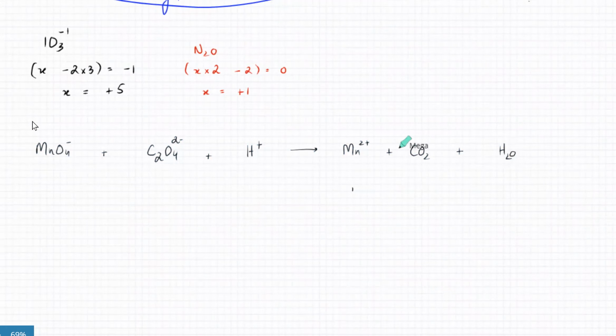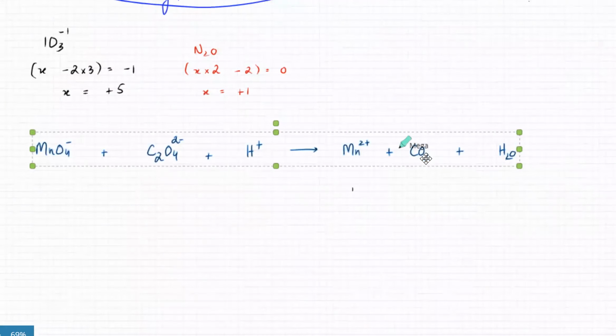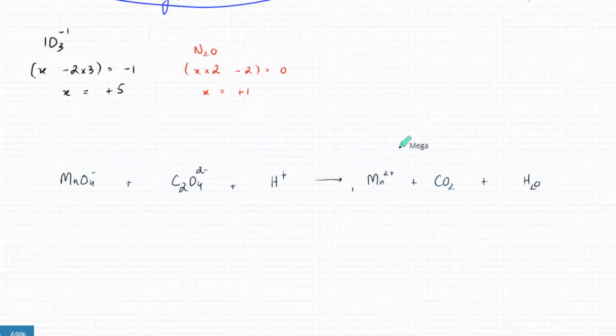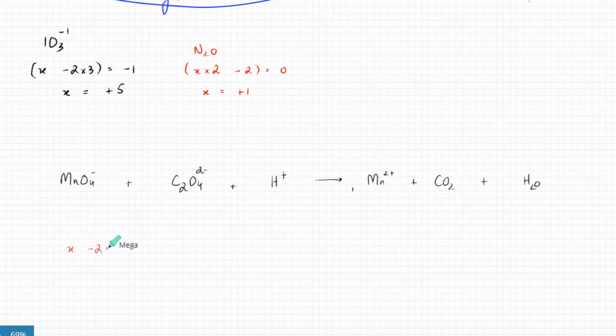So let's do this next equation. First thing, find the oxidation states. MnO4 minus 1, that's the first one. So that would be X, that's Mn. Oxygen is minus 2 times 4. And the total charge is equal to minus 1. If you solve for X, it should come out to be equal to plus 7. So Mn over here is plus 7.